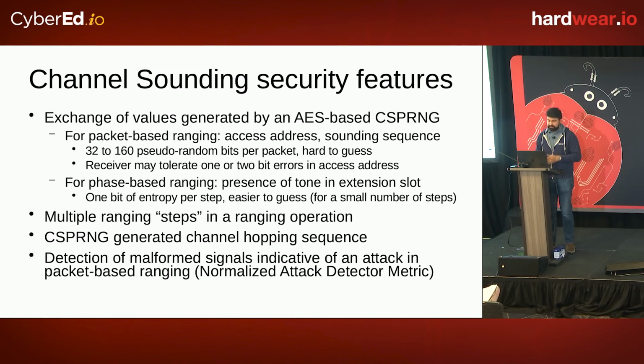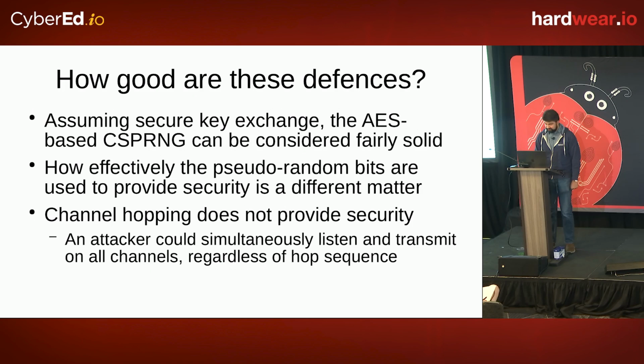There's also a pseudo-random channel hopping sequence. Unlike regular Bluetooth LE, in channel sounding, the hop sequence is again based on the AES-based pseudo-random number generator. So just by observing past hops, you can't figure out what the actual key is. For packet-based ranging, there's also a thing defined in the spec for trying to detect if someone is tampering with the signals to make the packet receipt time appear earlier than it should really be. This is an optional feature in the spec, which I'll get into a little later.